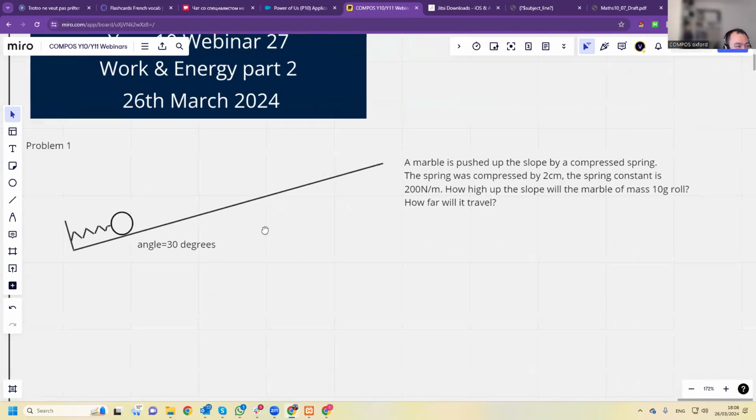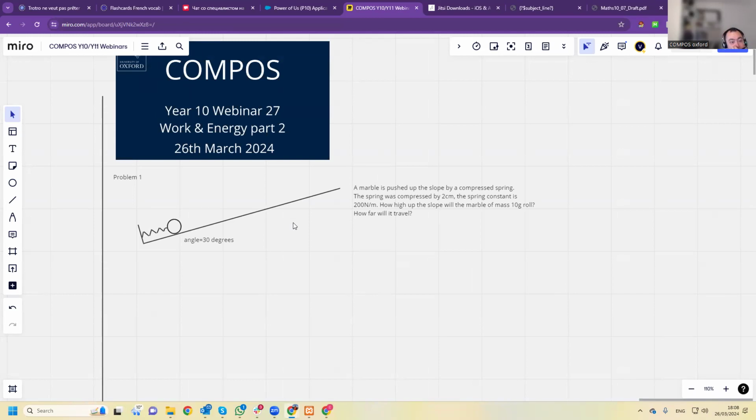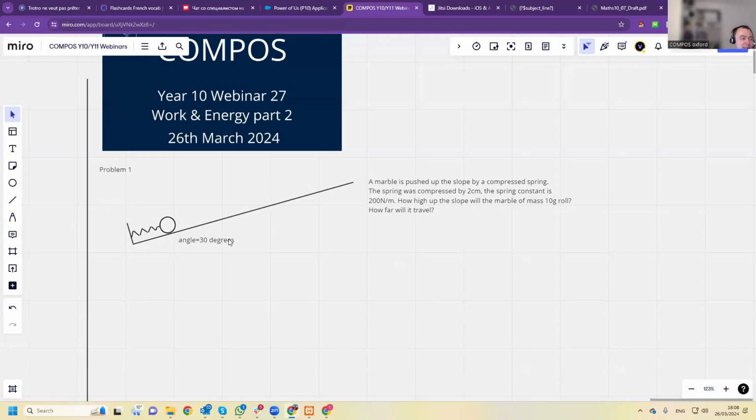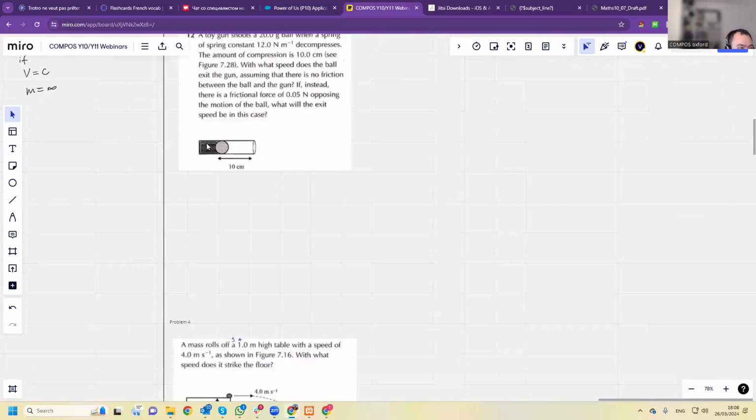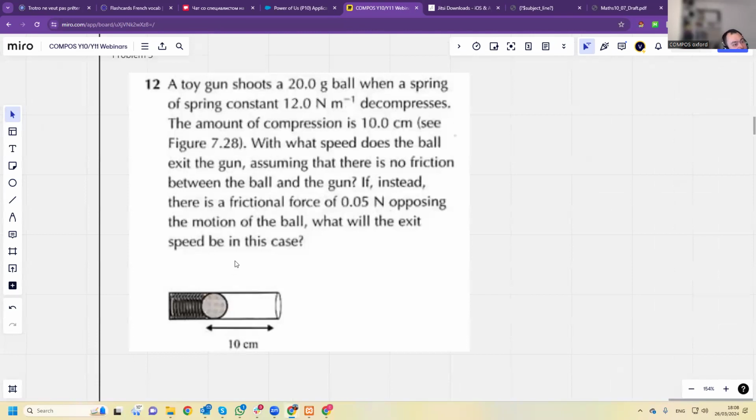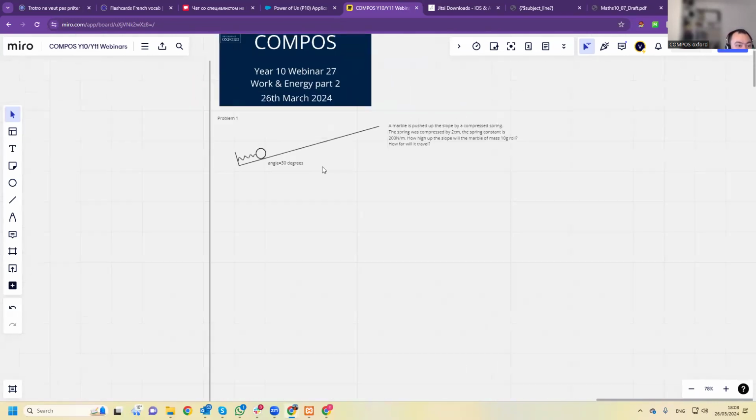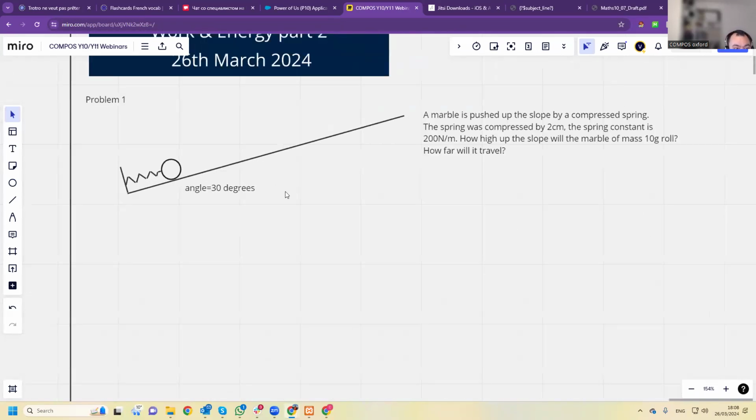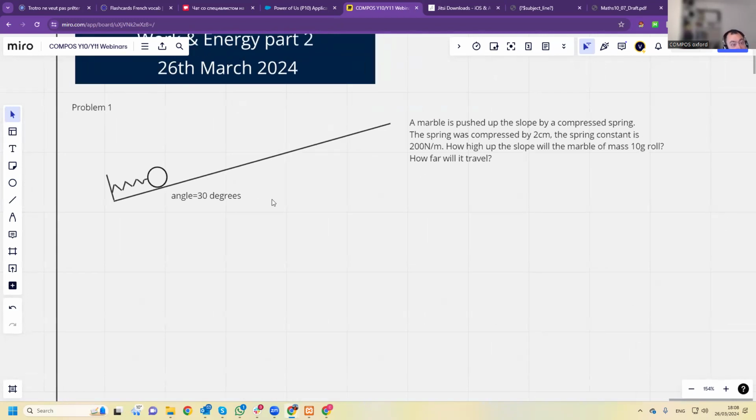Okay, so problem 1. A marble is pushed up the slope by a compressed spring. So we compress the spring, we release. It's like a toy. You can imagine it. We'll do this problem. A toy gun shoots a 20-gram ball when a spring decompresses. So the spring is compressed and it releases a toy ball. The spring was compressed by 2 centimeters and the spring constant is 200 newtons per meter. How high up the slope will the marble of mass 10 grams roll? How far will it travel?